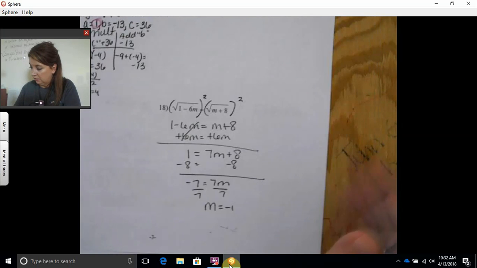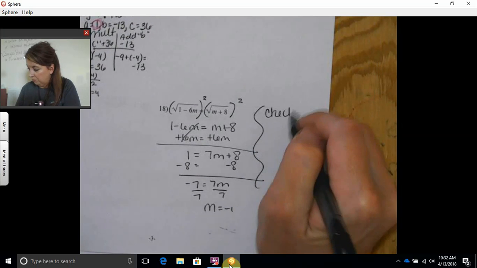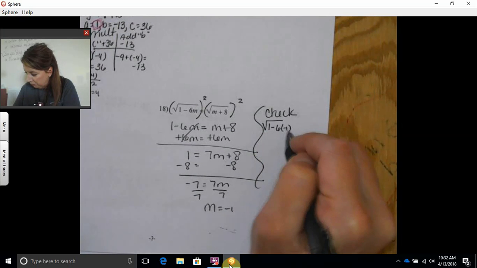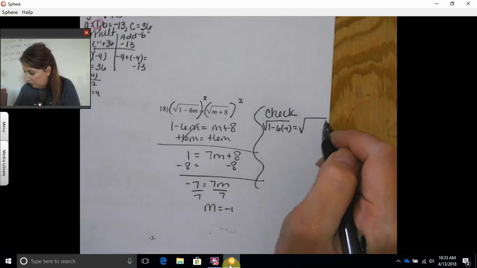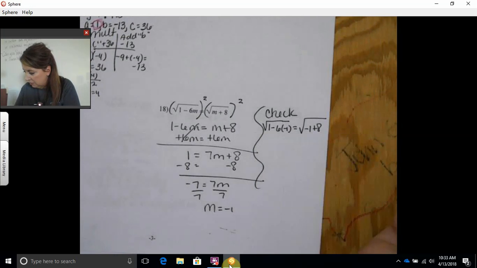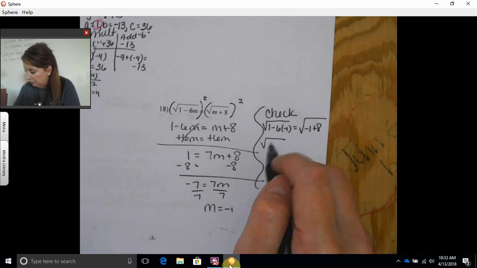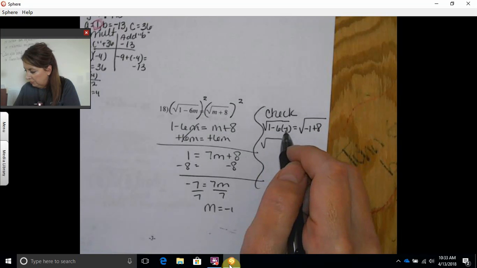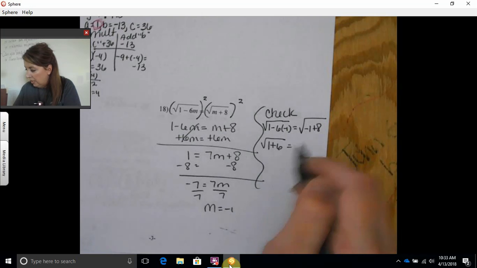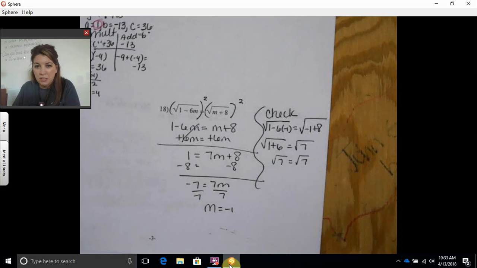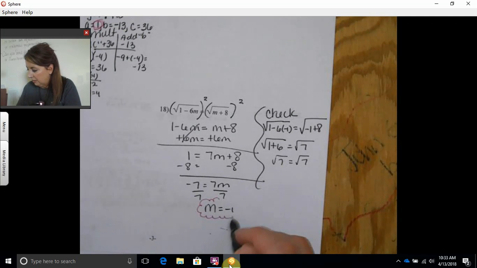So we're going to check our work. We have 1 minus 6 times negative 1 equals the square root of negative 1 plus 8. What's negative 6 times negative 1? Positive 6. And negative 1 plus 8 is 7. So does the square root of 7 equal the square root of 7? Yeah. Do I even need to turn it into a decimal? No, I'm going to get the same thing. So negative 1 is a solution.